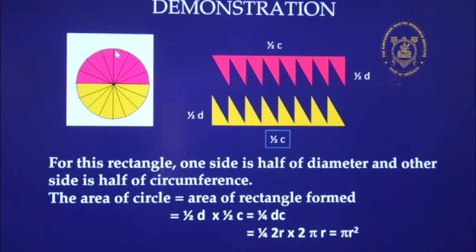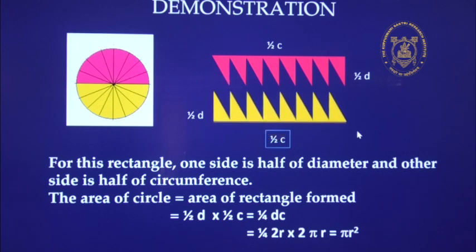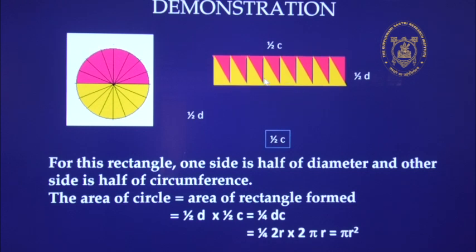All this almost belongs to the 15th, 16th century. A circle is cut into two halves. Each is cut into equal sectors, and the first half is arranged like this, and the second half is arranged like this. You see that this length is half the diameter, the radius, and this length is half the circumference. When you put them together, it becomes a rectangle.